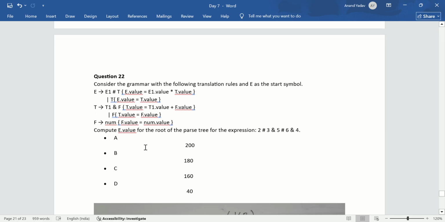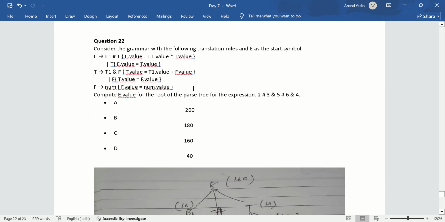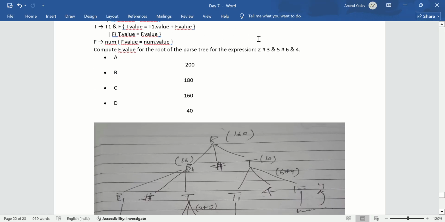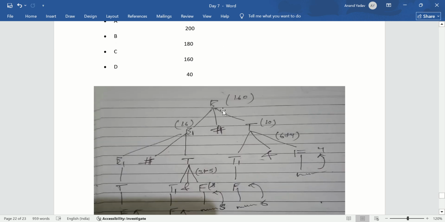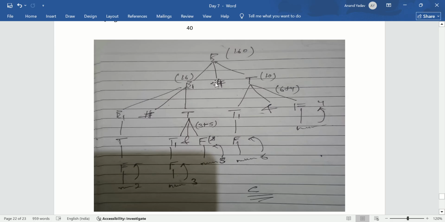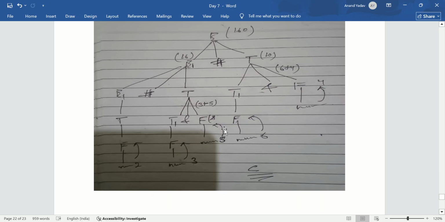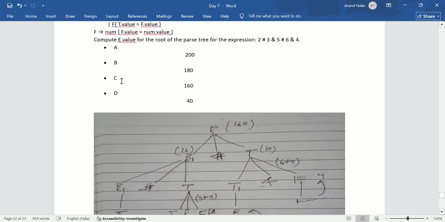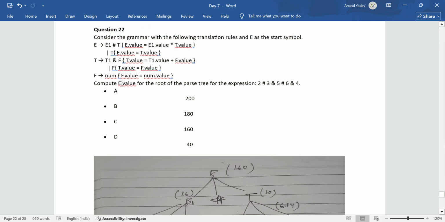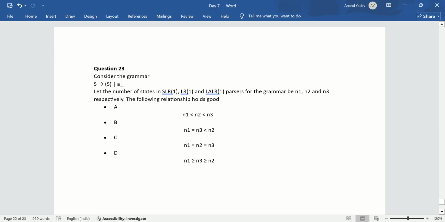Now next one: consider the grammar with the following translation, where S is the start symbol, and it asks to compute the E.val value for the root of the parse tree for the following expression. For this question I will solve in this way. First I will draw the tree according to this expression. So in this way I draw the tree. First I go E1 has T production and then the AND production, and then I will calculate the total value, 160. In this way I solve this one. 160, option C is correct for this question.